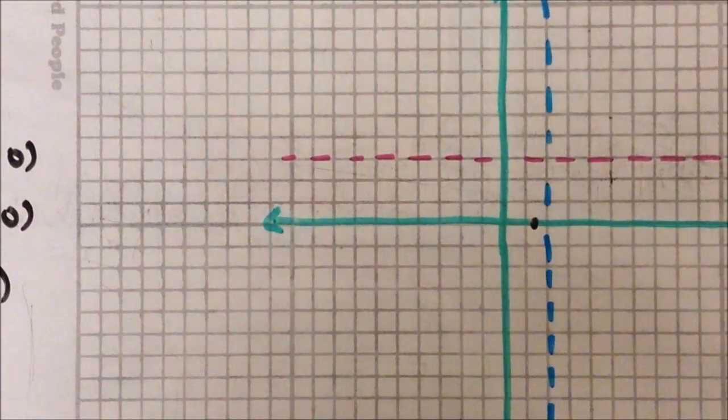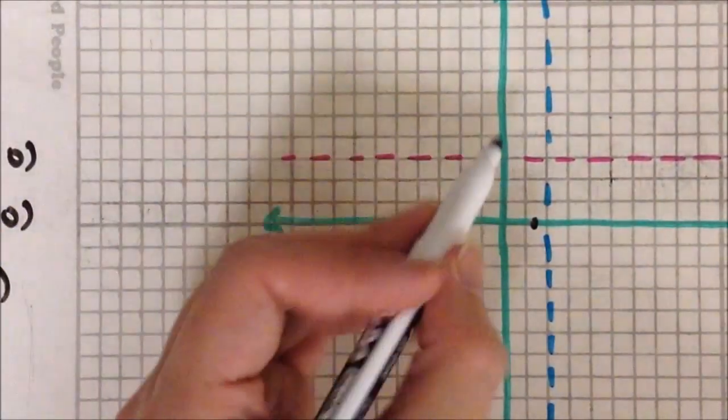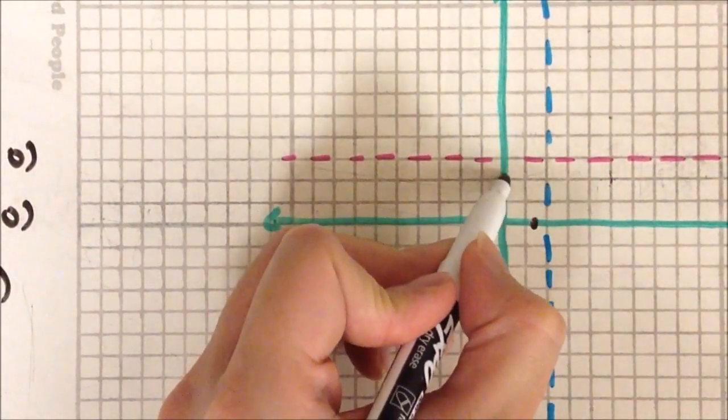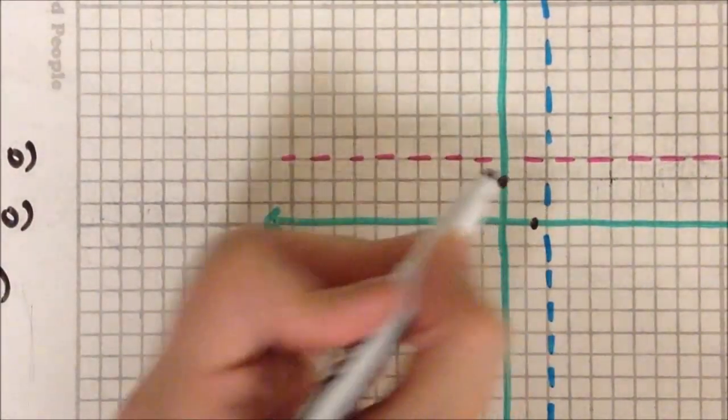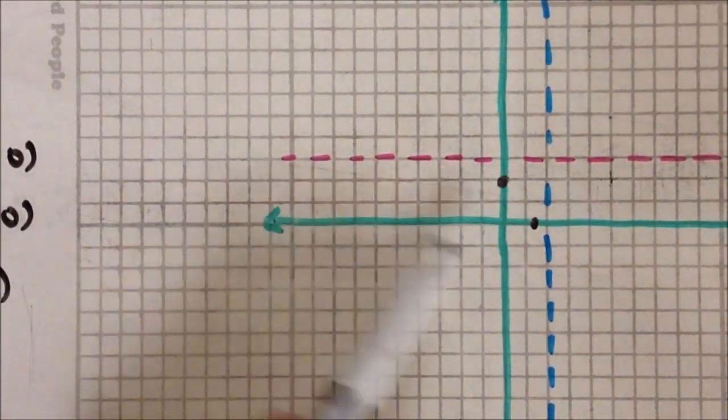Now next, I'm going to label my y-intercept, where it's going to be 0, 2. So 0, 2, which is right here. So I label my 2 points. That means that the graph has to go through these 2 points.